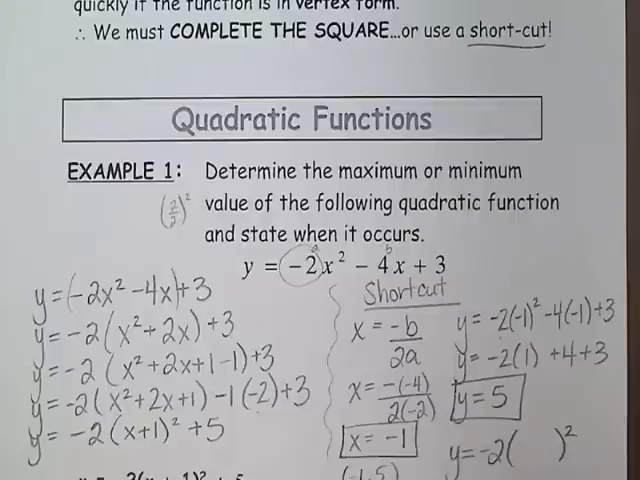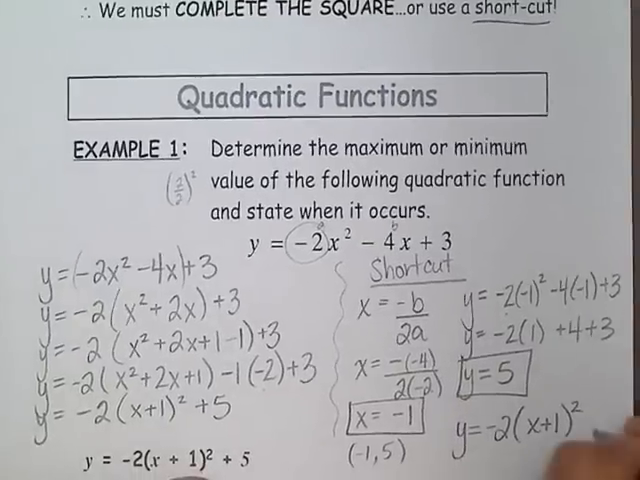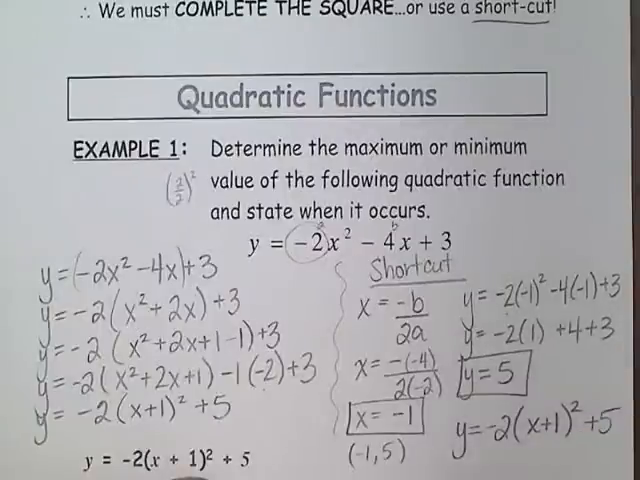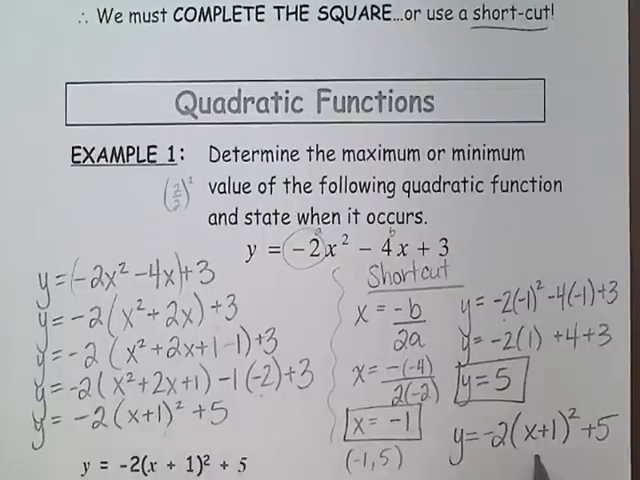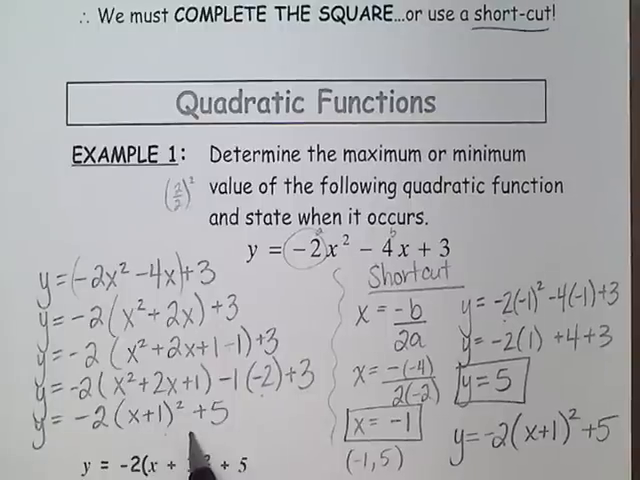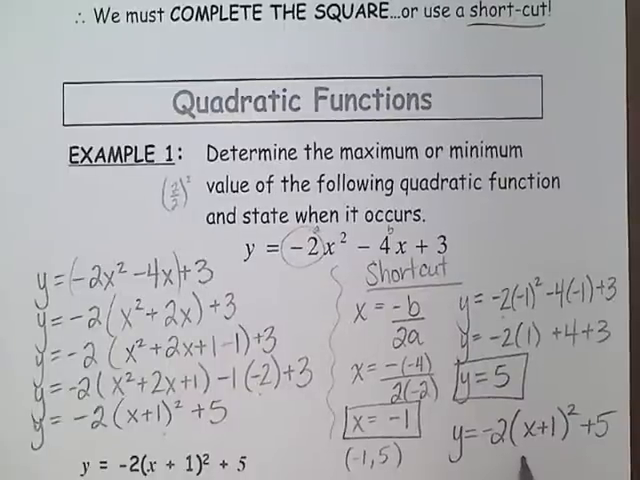And I know that my vertex is at negative 1 and 5, so I can use that to substitute into the vertex form equation. And so I would get x plus 1, remember the sign always looks opposite, and then plus 5. Okay, and if you look at what I have here, they're exactly the same. So it doesn't matter whether you use completing the square or whether you use a shortcut. You have 2 new methods that you can use to actually get the equation in vertex form.